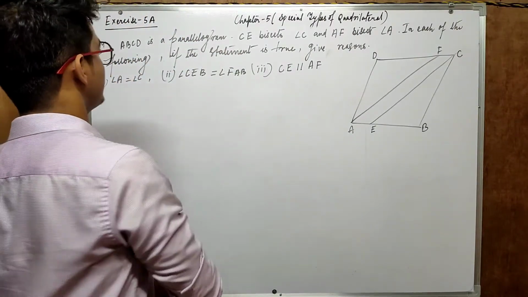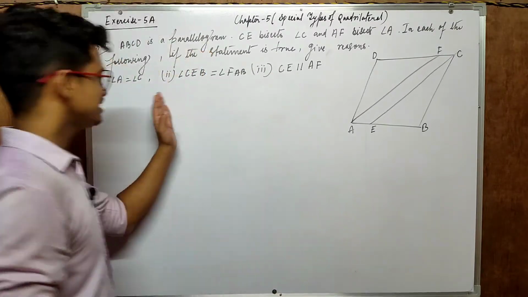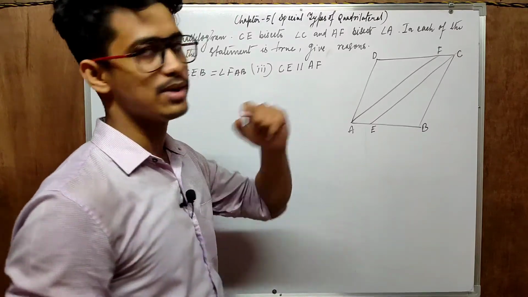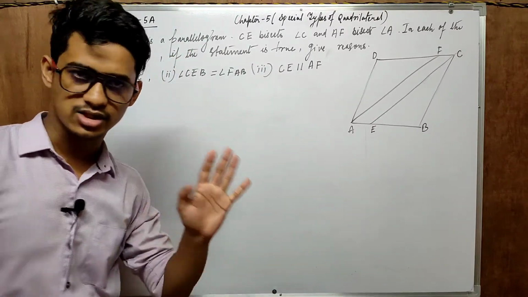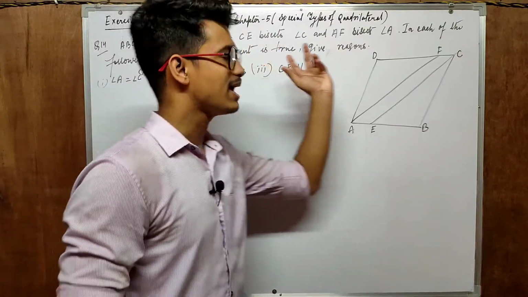In each of the following, if the statement is proved, give reasons. Angle A equal to angle C, that is the first question. Angle CEB equal to angle FAB and CE parallel to AF. That's all, right? So here it is given that ABCD is a parallelogram and CE bisects angle A.